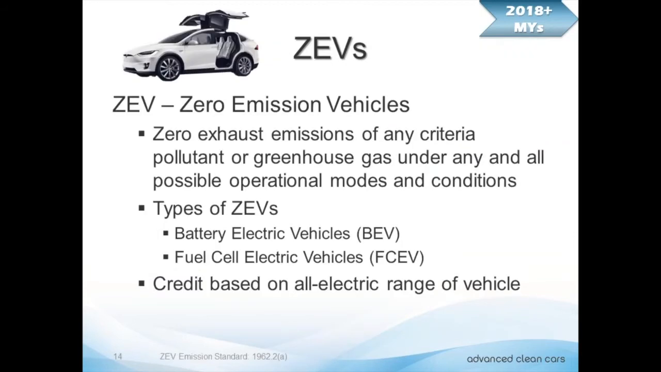In order to qualify as a ZEV, the vehicle must produce zero exhaust emissions of any criteria pollutant or greenhouse gas under any and all possible operational modes. The two types of ZEVs on the road today are battery electric vehicles, or BEVs, and fuel cell electric vehicles, or FCEVs. It is easy to calculate the per vehicle credit value for ZEVs because it's based entirely on the electric range of the vehicle.